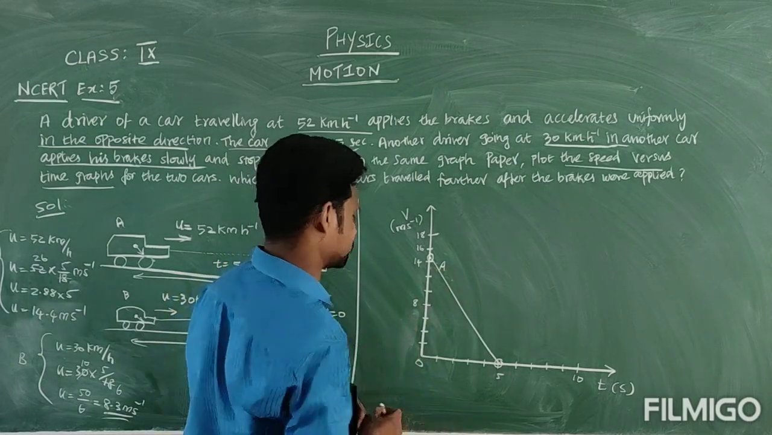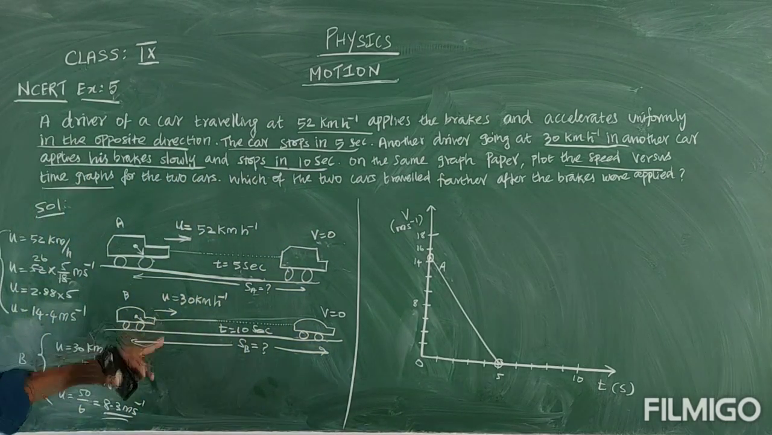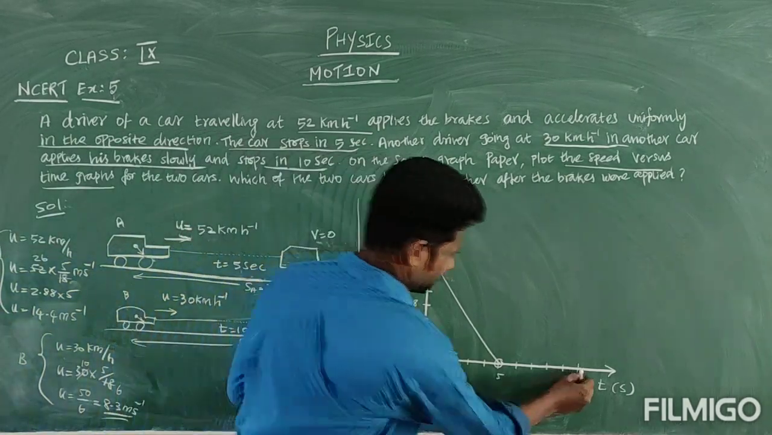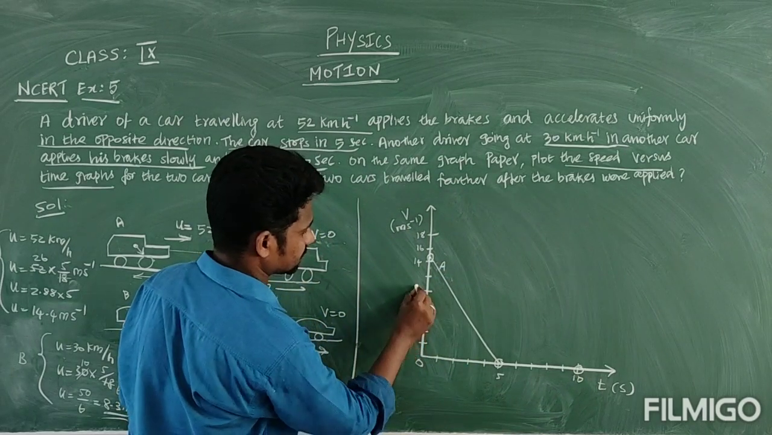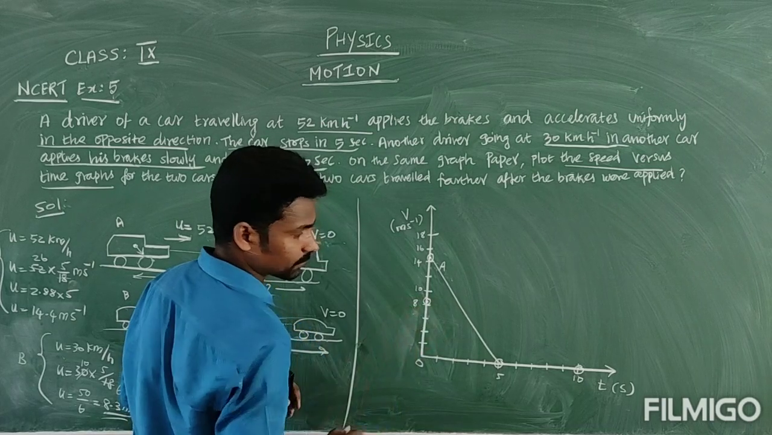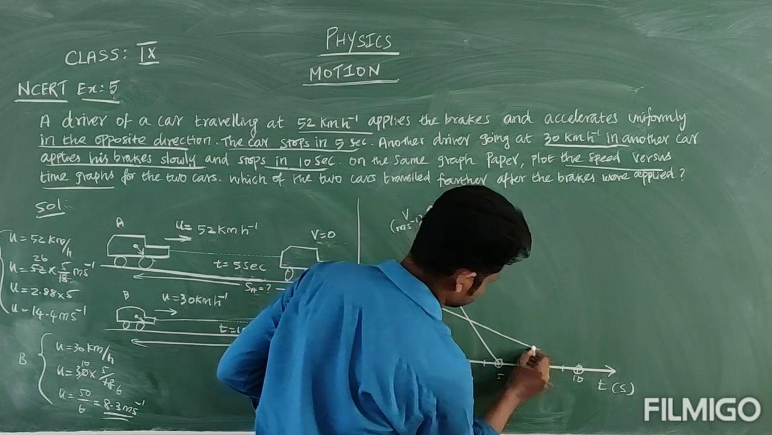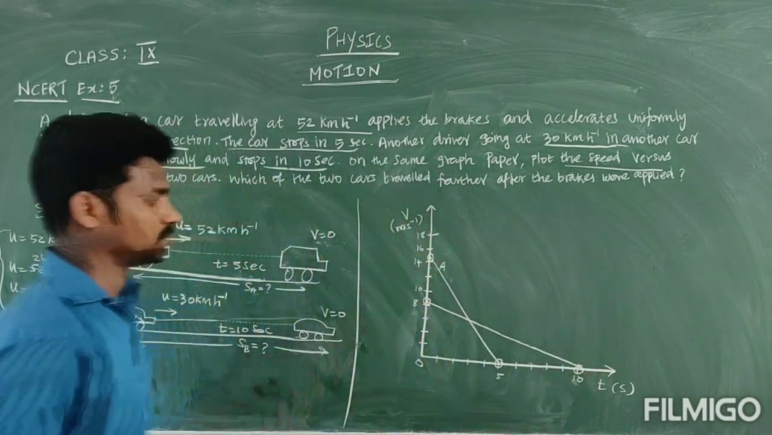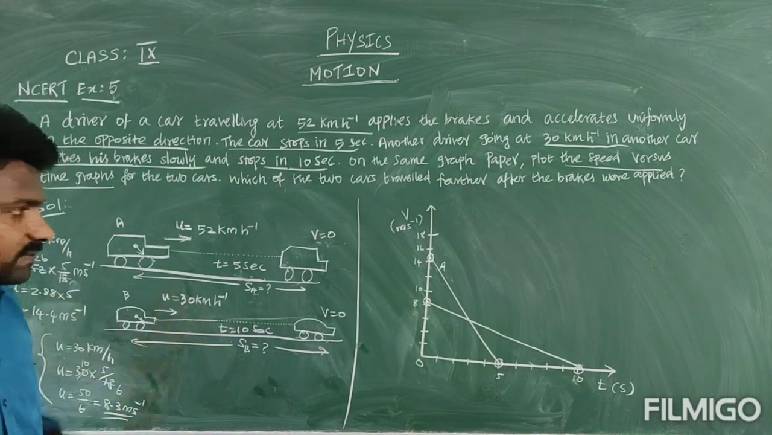Right. Then the second graph: the speed is 8.3 but the time is 10 seconds. So here 8, actually here 10, so 8.3 means approximately here. Now I can join these two lines, and now I can get the graph like this. Now the graph is ready.